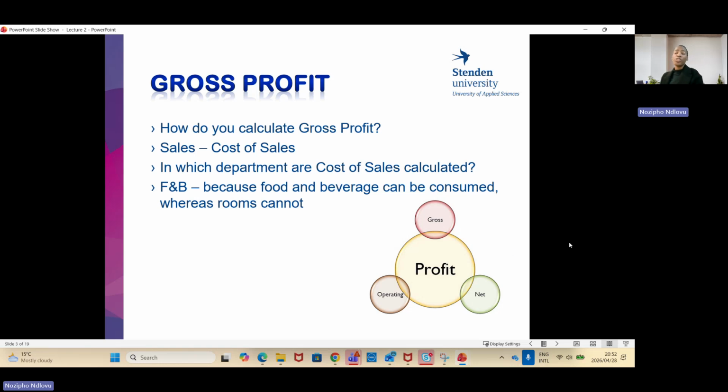So in which department would you get cost of sales? It is F&B. Why is that the case? Why can't you find the cost of sales when it comes to rooms and services, rooms division? Because you cannot sell a room. You cannot sell a room, but when it comes to food, you can sell food and you can quantify how much it would cost. So in F&B, because food and beverages can be consumed, whereas rooms cannot be consumed. So when you're calculating gross profit, we're looking at sales minus the cost of sales.